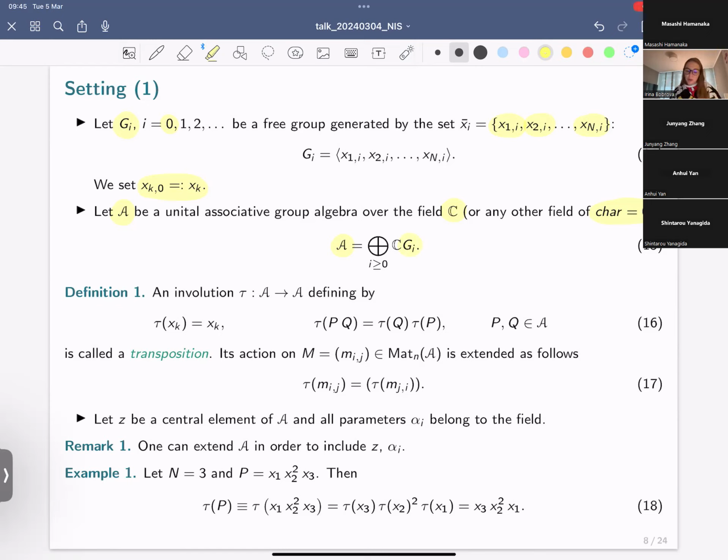Well, we want to use an involution on this algebra. Let us call it tau. And we define the action of tau on the elements of A as follows. For any generator of our algebra A, tau acts trivially, but if we have any other elements from our algebra A, tau acts on these elements by this rule. And we will call this involution a transposition.